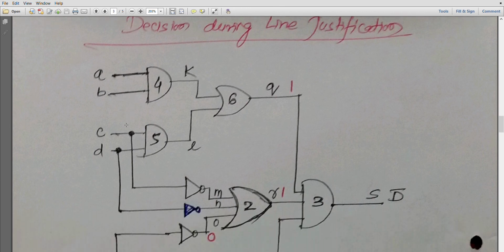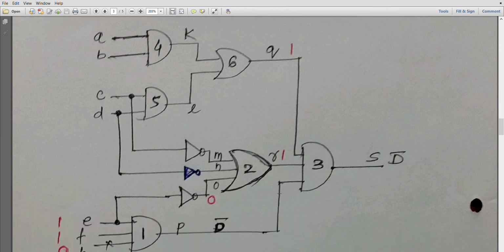If I make A and B equal to 1, K will be equal to 1. And if K is equal to 1, Q will always be equal to 1. But by making A and B equal to 1, can my problem of R equal to 1 get solved? This problem still remains unsolved. So what should I do then? What should I apply at C and D to make R equal to 1?